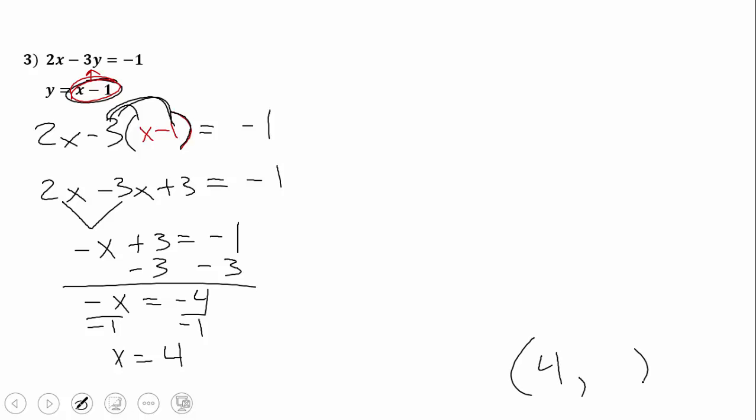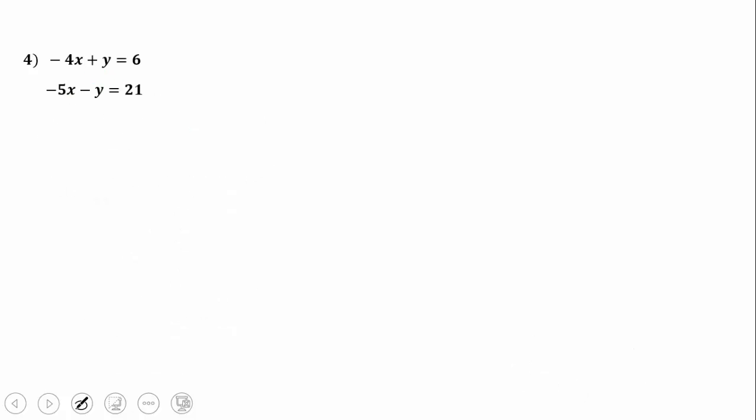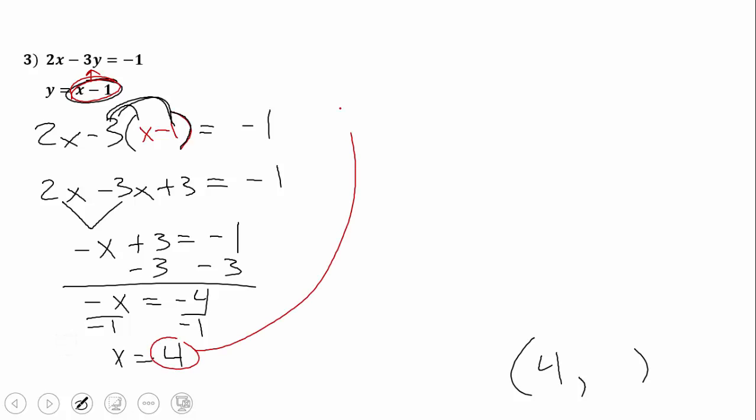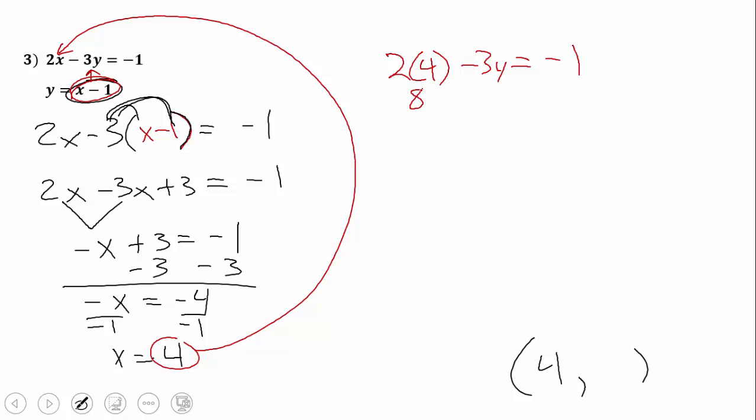Now, ladies and gentlemen, I've been solving for y first all the time and giving me the x answer. You can still go the other way, and we'll do some of those in class. So here we go. I'm going to take that 4, and I'm going to substitute it into the first equation. And I'm going to say 2 times 4 minus 3y equals negative 1. 2 times 4 is 8, minus 3y equals negative 1.